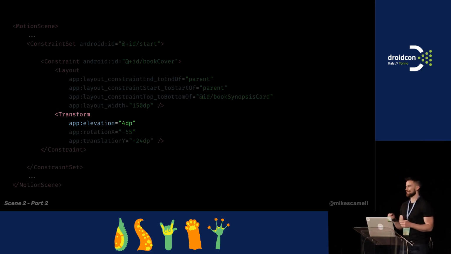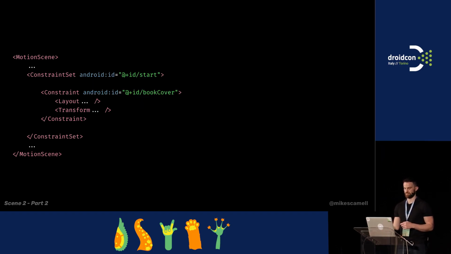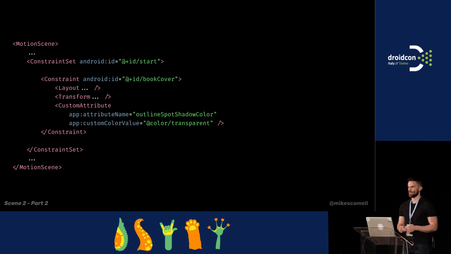Next, we can add back in the 4 dp elevation so that we ensure the book cover stays over the top of the book synopsis card. We can also use a custom attribute. So we set the outline spot shadow color, which does the shadow, to transparent, so we get the elevation, but not the shadow. Now I tried to set the outline ambient shadow color as well, which is responsible for setting the shadow that comes at about 45 degrees down from the top of the screen to the bottom, so a bit like that. I always got an array out of bounds issue when I tried to do it. Luckily though, you can't really see it, I can't really see it, so does it really matter? For me, no, we can move on and carry on being productive.